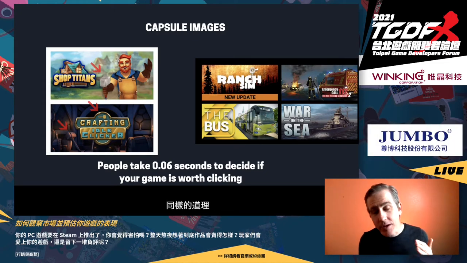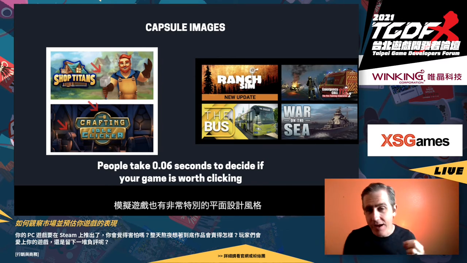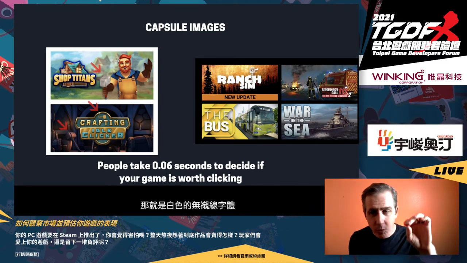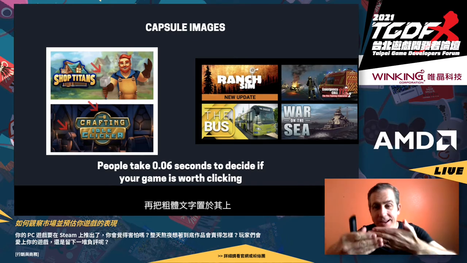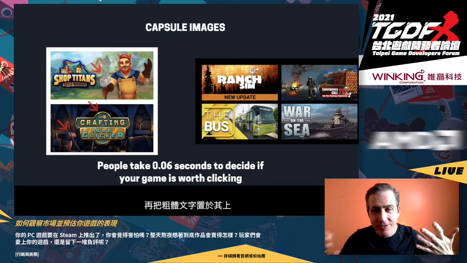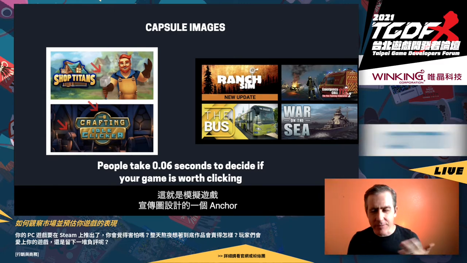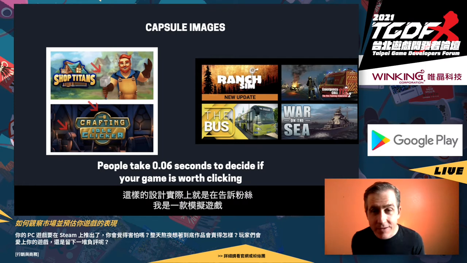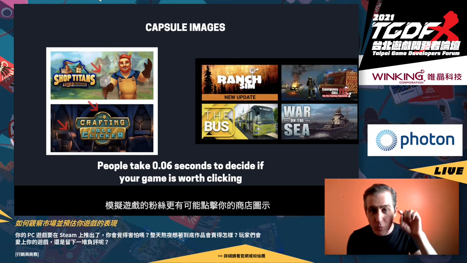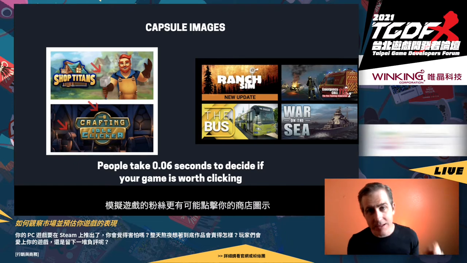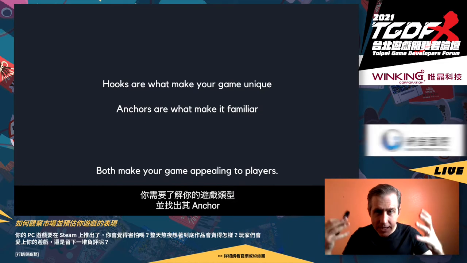By the same token, simulator games have a very specific graphic design style: a sans serif font that is white, and then you show the vehicle that you're simulating on the right-hand side and you kind of put the bold text on top of it. That's just an anchor of the design of the capsule images for simulator games. By doing this, this actually tells fans, I am a simulator, and fans of simulators are more likely to click on your image. You need to understand your genre and what the anchors are.